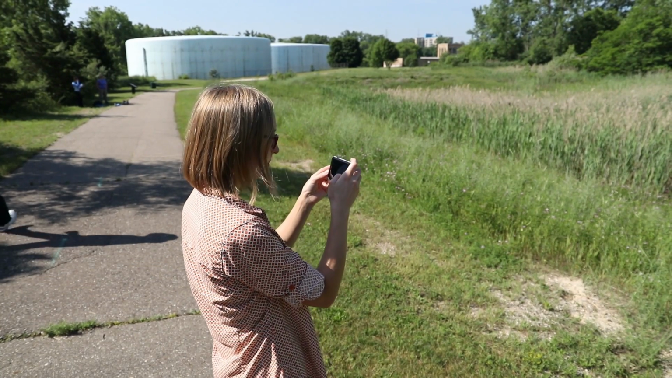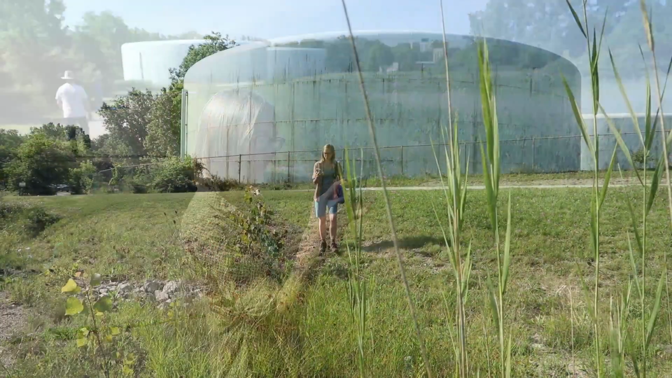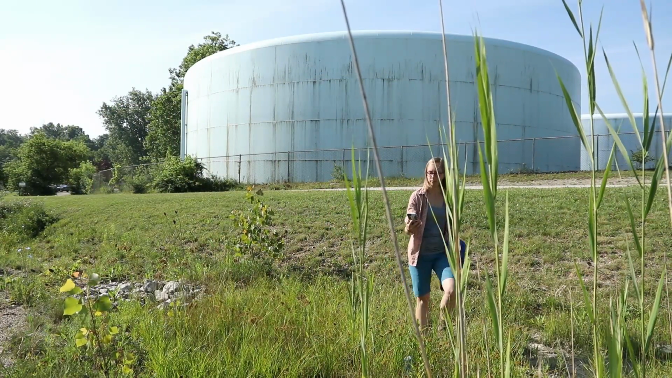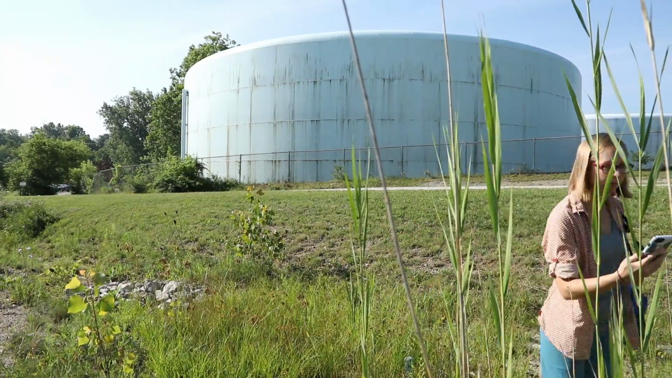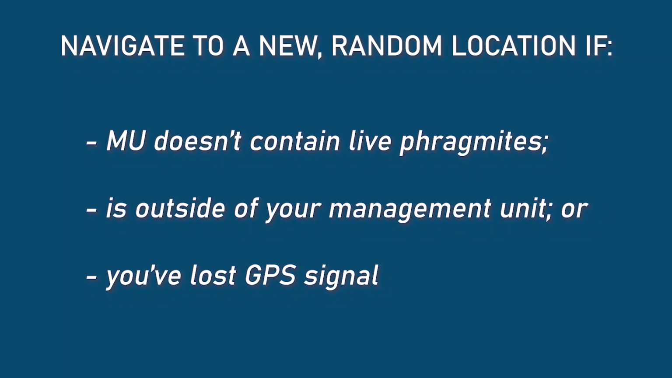We suggest that you take photos each time you visit your management unit so you can answer future monitoring questions. Next, you'll navigate to each of the 5 suggested monitoring locations. Coordinates are provided on the WebHub under the View Management Unit tab. If a suggested location does not contain any live Phragmites, is outside of your management unit, or you lose GPS signal, please navigate to a new random location. Further instructions for creating a participant-established location can be found in the PAMF Participant Guide. Record your new GPS coordinates if possible.